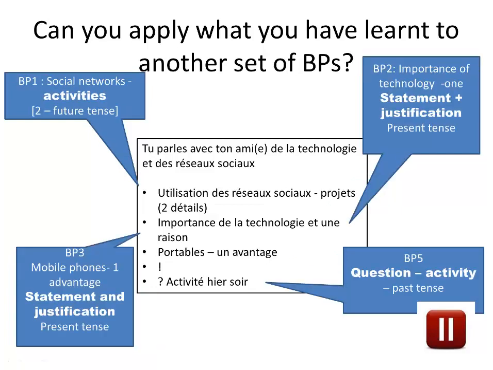And here we are. So for the first one, utilisation des réseaux sociaux, projet de détail. There it's obviously activities they're looking for. And it's projet, so it's the future tense they want there. Bullet point 2, importance de la technologie et une raison. They're looking for a statement and justification. And the present tense. Bullet point 3, mobile phones, an advantage, so that is going to be a statement and justification and the present tense. And then finally, bullet point 5 is obviously a question, an activity, but importantly, yesterday evening.